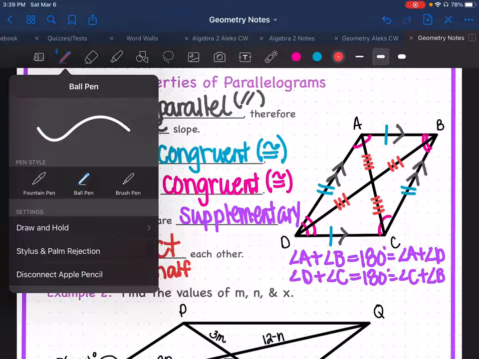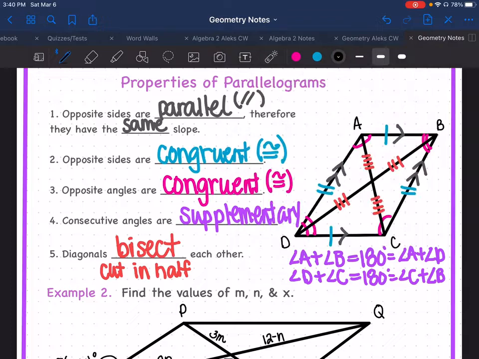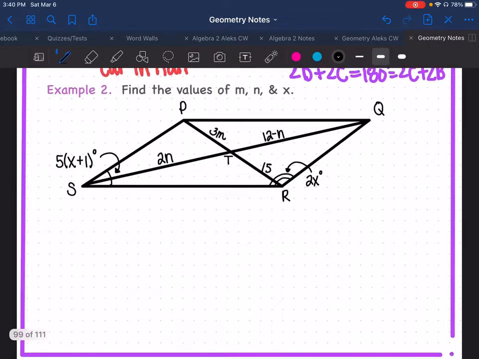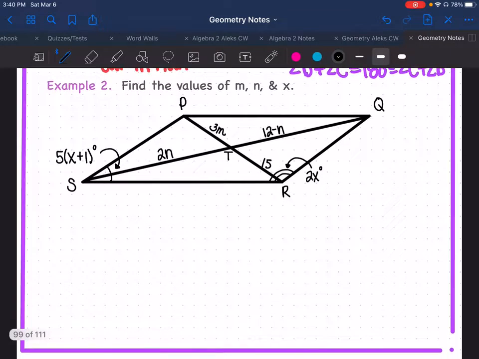All right, let's go ahead and take a look at our first example. Here is our parallelogram. Let's find the values of M, N, and X. All right, so I see some stuff written in. I see some angles. I'm going to grab my angles. Okay, but those two angles are not equal to each other. I can tell because of the arc marks. One has 1, one has 2.